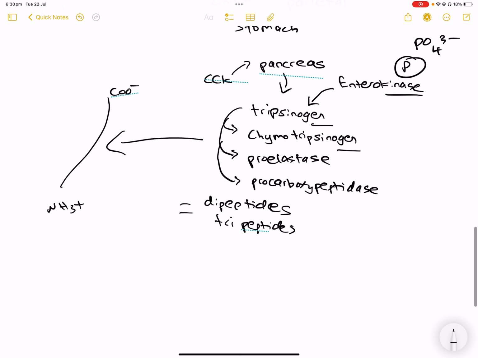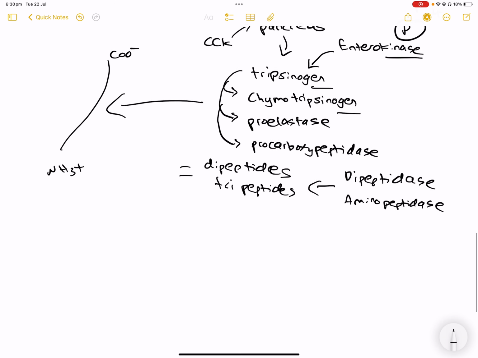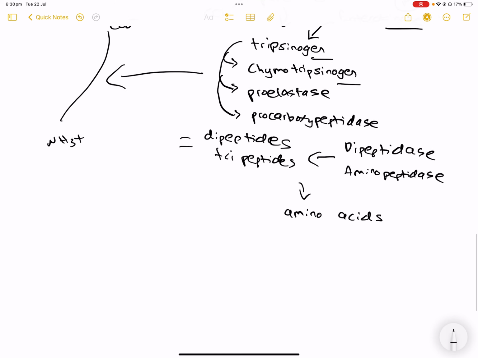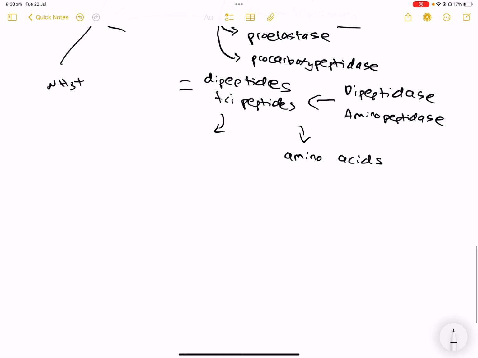Okay? You've also got enzymes within the small intestine, called dipeptidase, aminopeptidase. Okay, and these finally act on dipeptides and tripeptides to break them up into amino acids. Finally. Right. However, I want to note some of it still remains as dipeptides. We got to do something about that. And tripeptides.